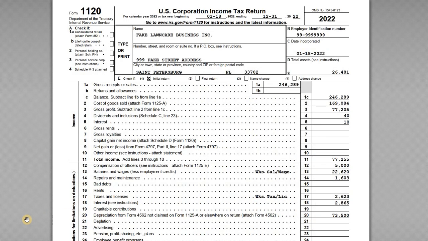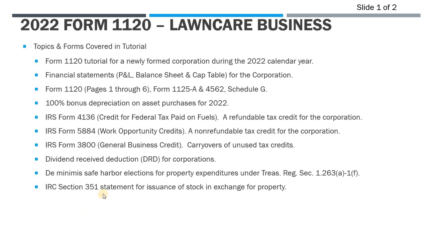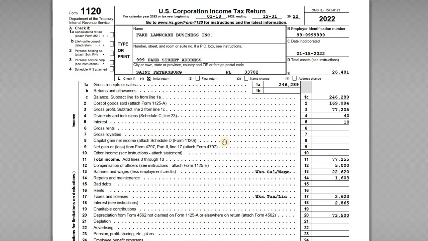All right. Okay, I think that covers it for this tutorial. Let me go back and just make sure I covered all these pieces, right? So we talked about bonus depreciation, went over all the taxes, the tax credits, DRD, safe harbor, the Section 351 statement, covered the NOLs. So I think that does in fact cover it for this video.